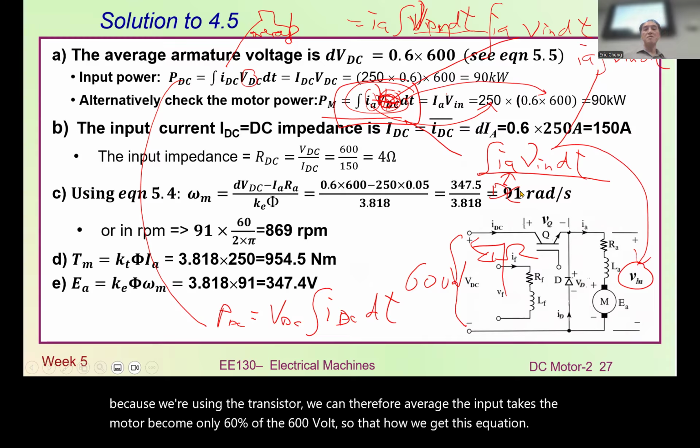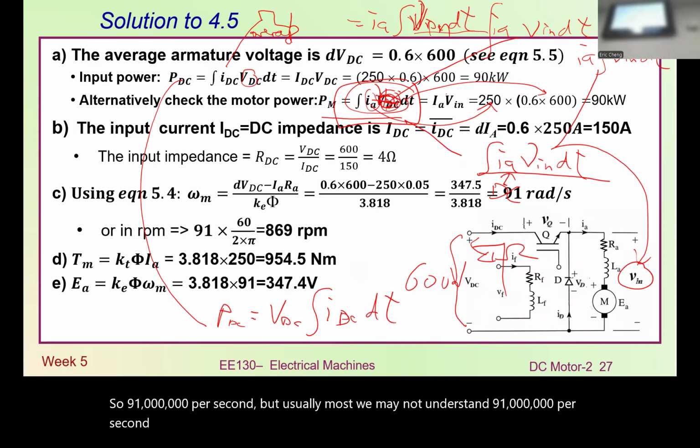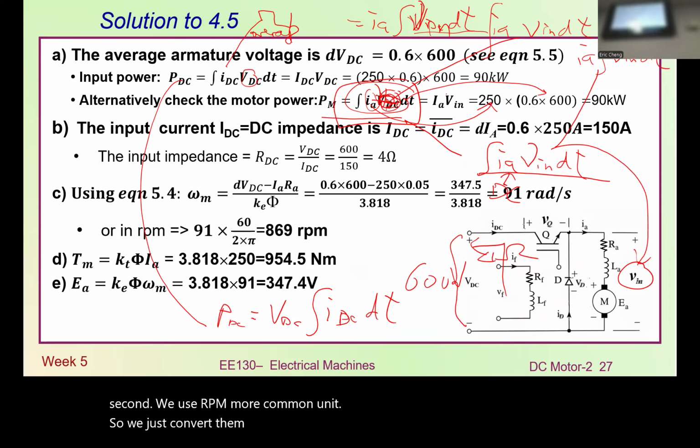So 91 radian per second, but usually we may not readily understand radian per second. We use RPM, a more common unit. So we just convert it into RPM. RPM is a more real-life unit, but radian per second is the SI, scientific unit. So we can answer in radian per second or RPM, both are good.